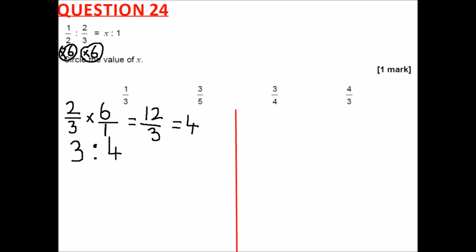At any rate, the first number in this ratio, which was a half, we've now, by multiplying both sides by 6, we've changed that into 3. And the second number in the ratio, which was 2/3, by multiplying it by 6, we change that into 4.